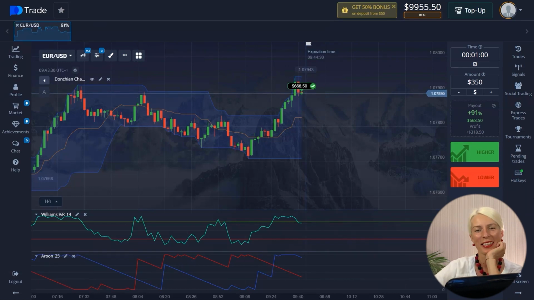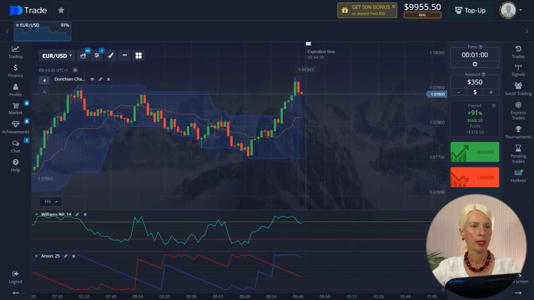Another trade has ended and brought us $318.5. As you have already noticed, candles come in a variety of shapes and sizes. Let's say, for example, a candle called a marubozu is a candle without shadows or with tiny shadows. One solid full body. Now let's see what kind of signals this or that candle can give.